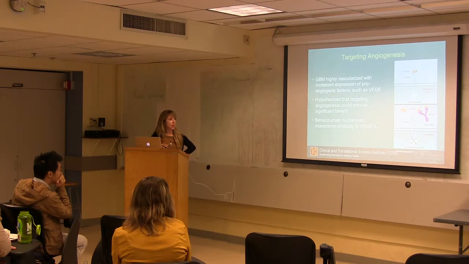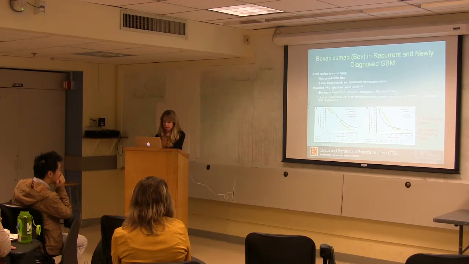So VEGF-A usually binds to its receptor, which is VEGF receptor 2, and then leads to increased angiogenesis. And the idea behind this antibody is that it does not allow for the binding of the ligand to its receptor, leading to downregulation of angiogenesis.